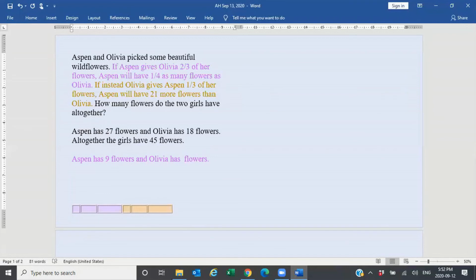That will be 36, I believe. Yes, it is 36. Now it says Aspen will have 1/4 as many flowers as Olivia. So we can see 9 times 4 is 36. So 9 is 1/4 of 36. So now we know the purple statement is true.